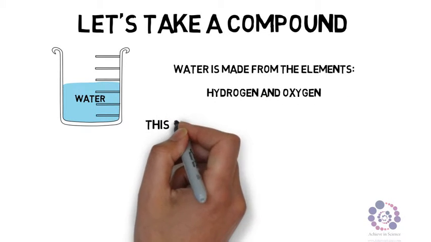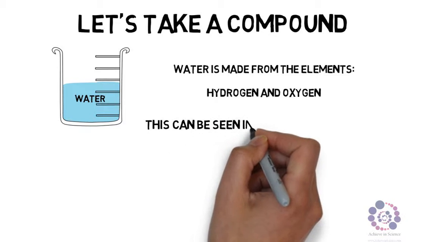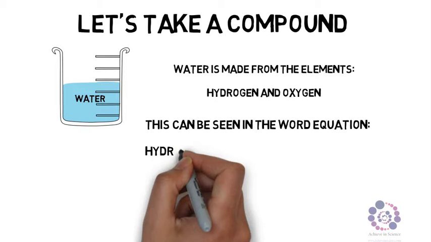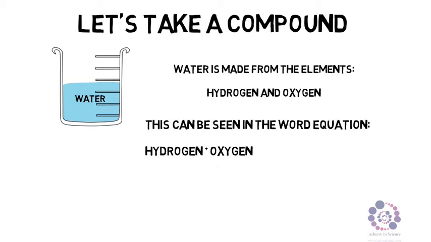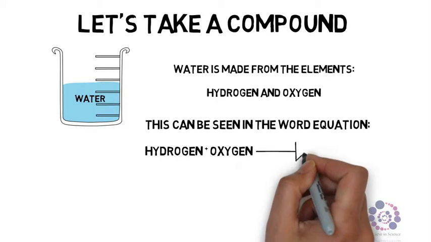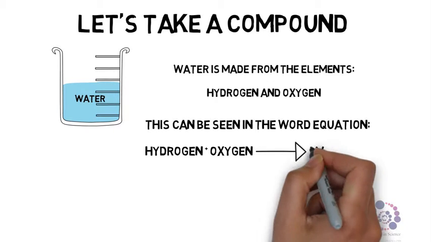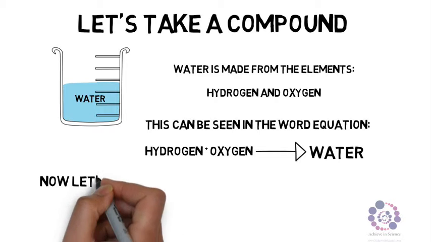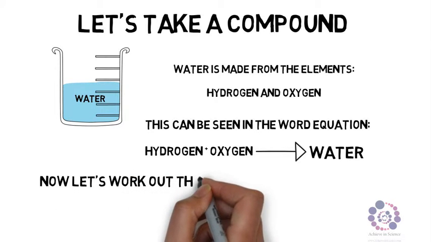This is where hydrogen reacts with oxygen to produce water, where we have the reactants, hydrogen and oxygen, on the left hand side and the product, water, on the right hand side of the equation, with an arrow separating the two. Now let's work out a balanced symbol equation for this reaction.